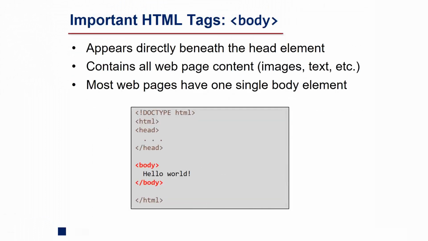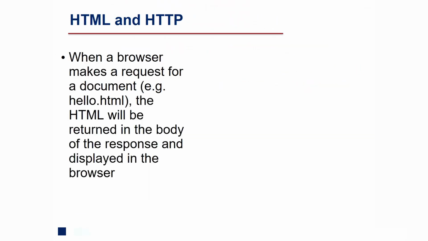I said that the HTML element consists of the head element and the body element. The body element includes all of the content to be displayed within the web browser. That might be images, it might be text, it might be links, etc. So how are HTML and HTTP related?